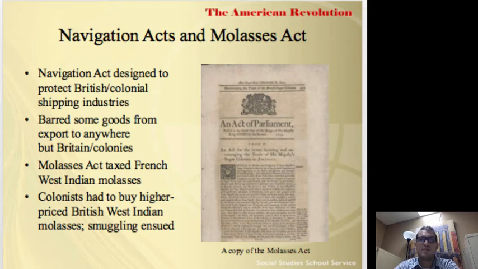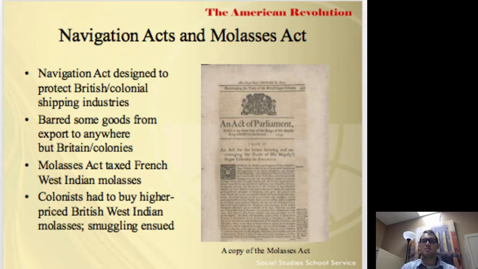Navigation Acts and Molasses Act. Now, I know it may sound funny to you, but huge parts of the American Revolution can be taken back to this one point, the Molasses Act. So the Navigation Acts were a series of laws instituted in 1651. They were designed to protect both the British and the colonial shipping industries by requiring that goods headed for colonies or to the mother country could only be shipped on British or colonial ships manned by British or colonial crews.